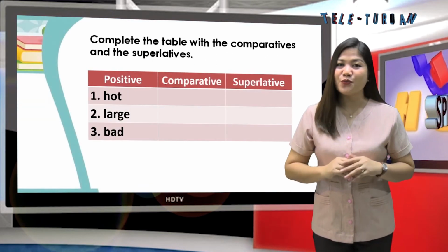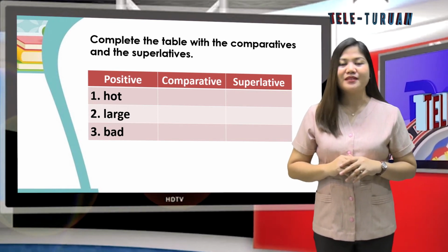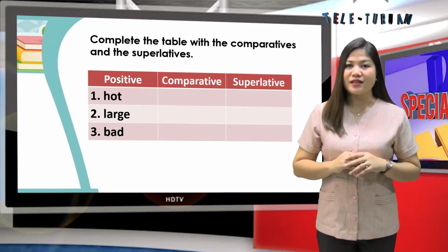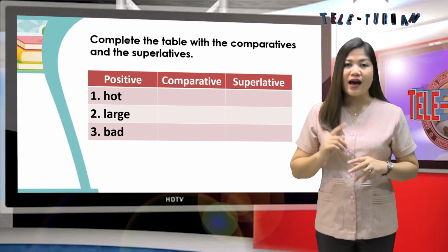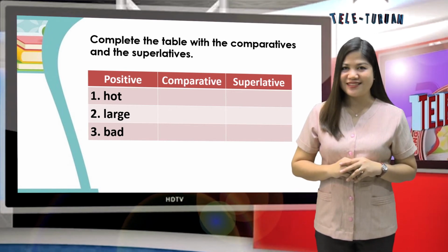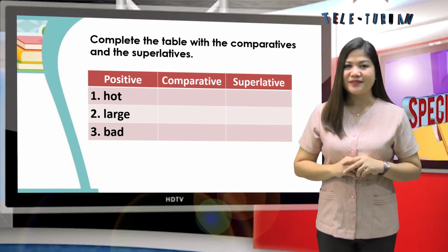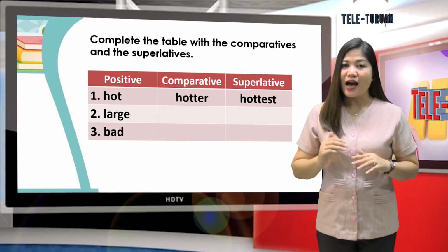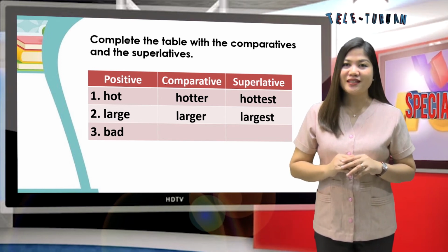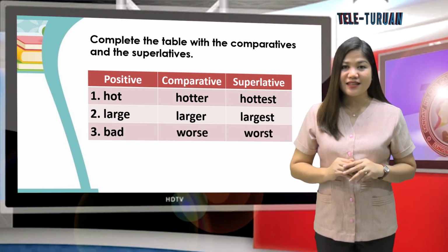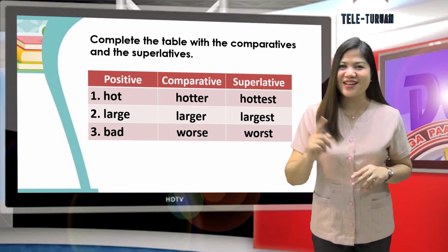To know if you really understood our lesson, let us answer the activities. Complete the table with the comparatives and superlatives. The given adjectives are hot, large, and bad. Let us check your answers. Hot, hotter, hottest. Large, larger, largest. Bad, worse, worst. Good job! All your answers are correct.